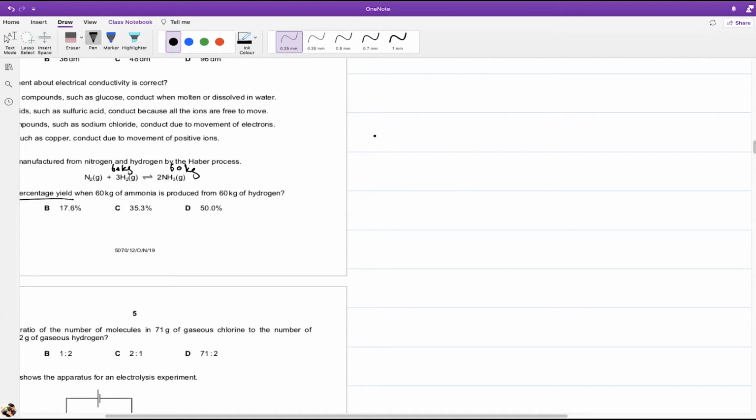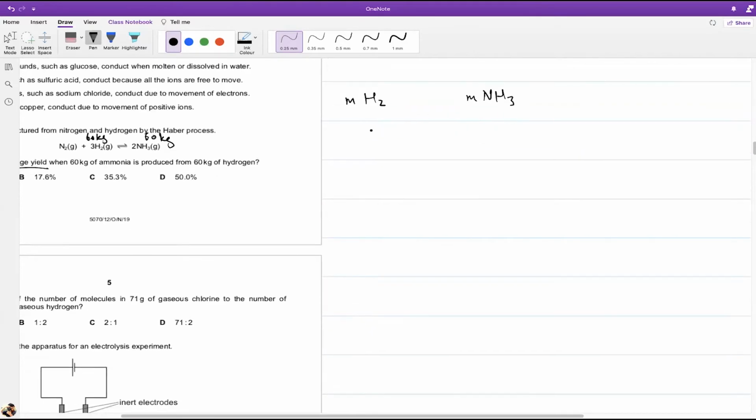I have the mass of hydrogen and I want to figure out the mass of ammonia, right? So let me just use the standard procedures. What is the mass of 1 mole of hydrogen? 2. Right? So I'm going to say 3 times 2, because 3 is the mole ratio. What is the standard mass of ammonia? 17. 17 times 2, 34. So I'll just write 2 times 17 here because that's the mole ratio for this. Now, if I have 60 of this, how much of this do I get?